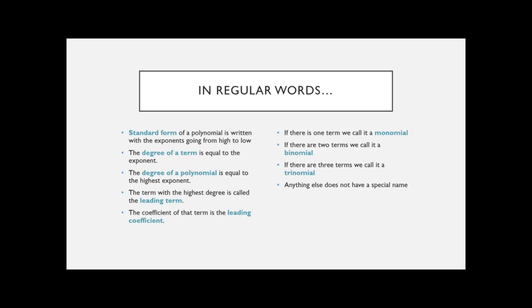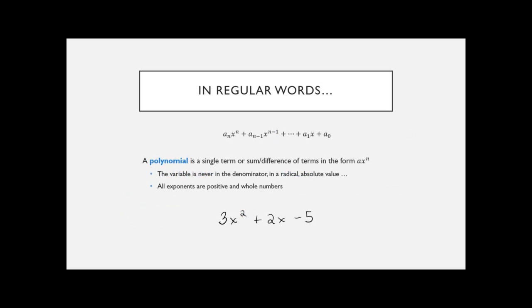There are a lot of definitions that come with polynomials. There's standard form, and that just means you write the exponents from highest to lowest. We have the degree of a term, which is equal to the exponent. In this example, the first term is degree 2, because the exponent is 2. This would be considered degree 1, because if you don't have an exponent, you can always put a 1 there. And the last term is degree 0, because there's no x at all.